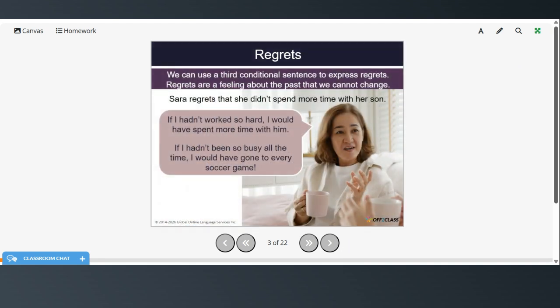We can use a third conditional sentence to express regrets. Regrets are a feeling about the past that we cannot change. So Sarah regrets that she didn't spend more time with her son. If I hadn't worked so hard, I would have spent more time with him. If I hadn't been so busy all the time, I would have gone to every soccer game.